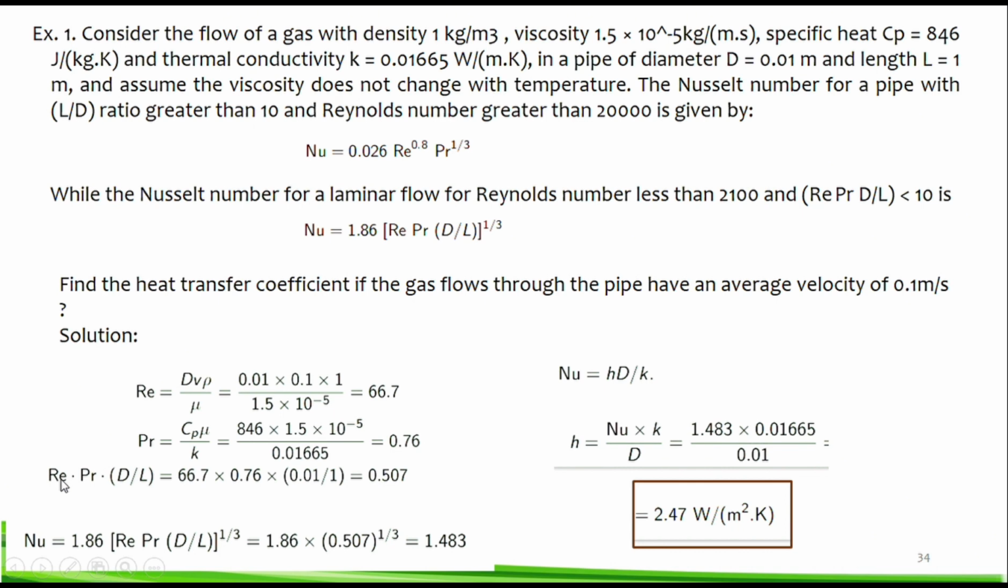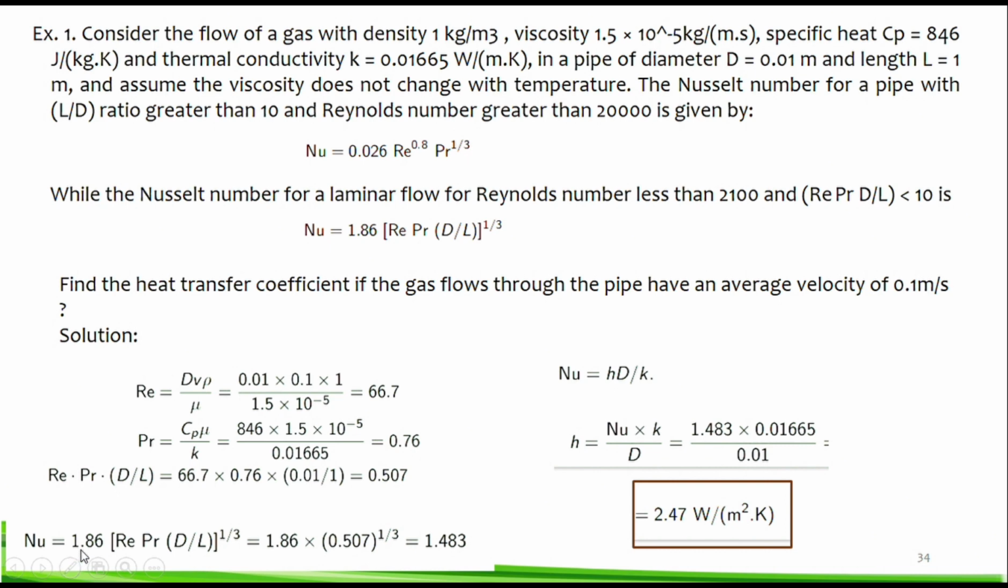The relationship between the Prandtl and Reynolds number with D over L is given by 66.7 as our Reynolds number multiplied by 0.76 as our Prandtl number multiplied by the diameter, 0.01, over the length, which is 1, and we get 0.507.